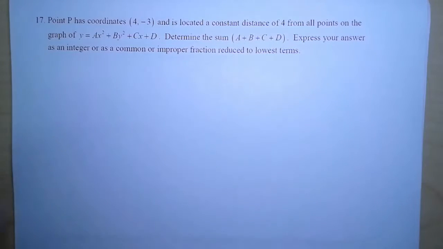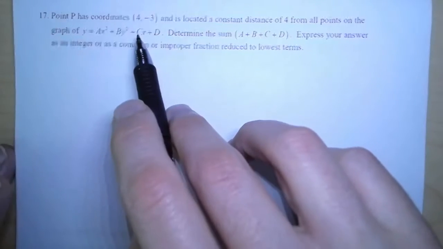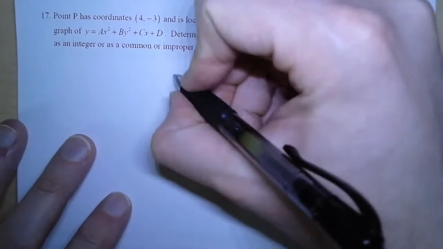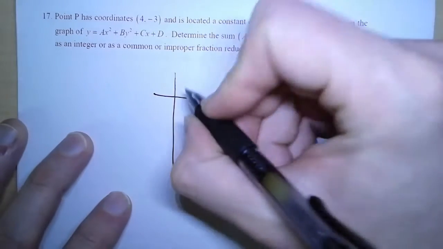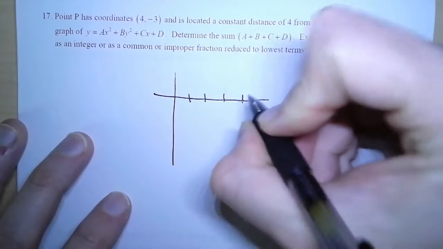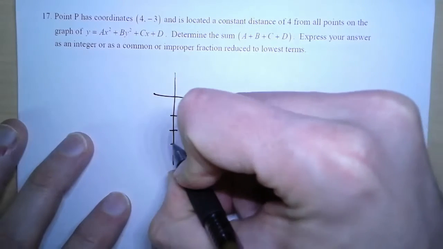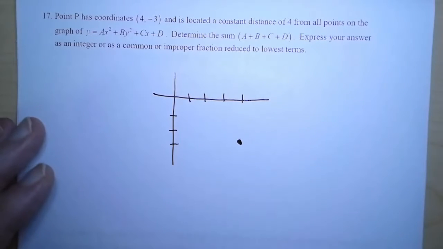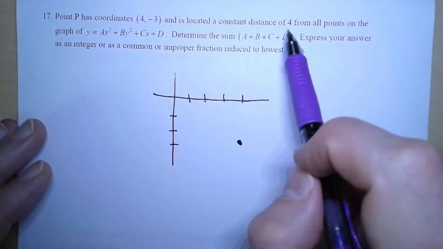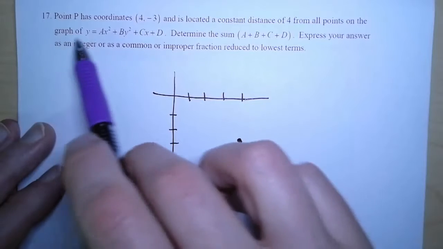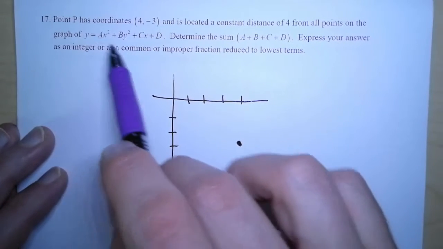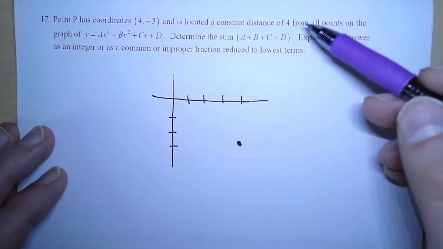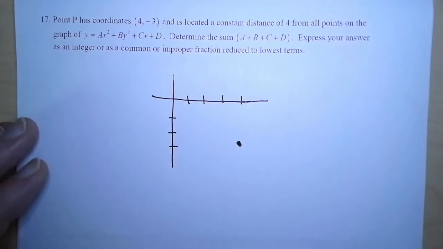So in this problem, they give us that point P has coordinates of 4, -3. So first I'll plot that. The x coordinate is 4, the y coordinate is -3. Now, it says it's located a constant distance of 4 from all the points on this graph. So what that means is all the points of this graph, whatever it is, are exactly 4 units away.